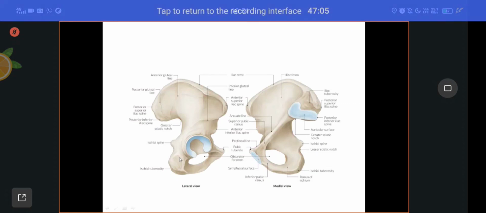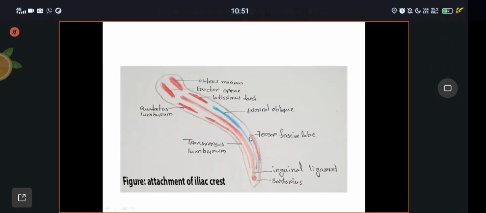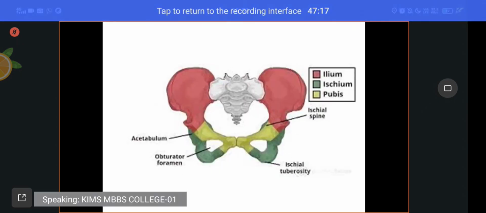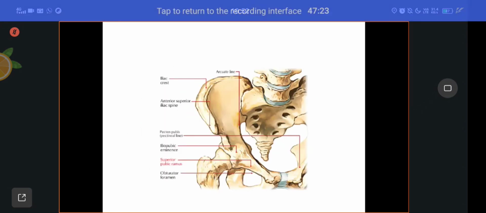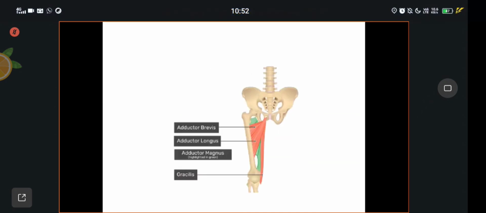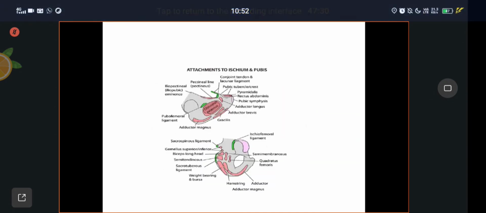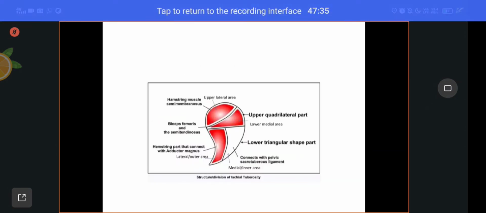You can see again, this is the ischial tuberosity, which is formed by the lower end of the ischium. So where is this ischial tuberosity and what are its attachments? When you study the attachments of the ischial tuberosity, you see here, this is the lower end of the ischium. You have to draw the diagram in the examination.